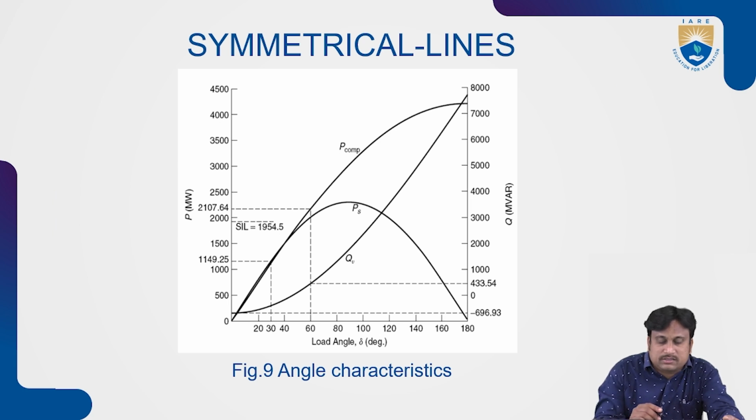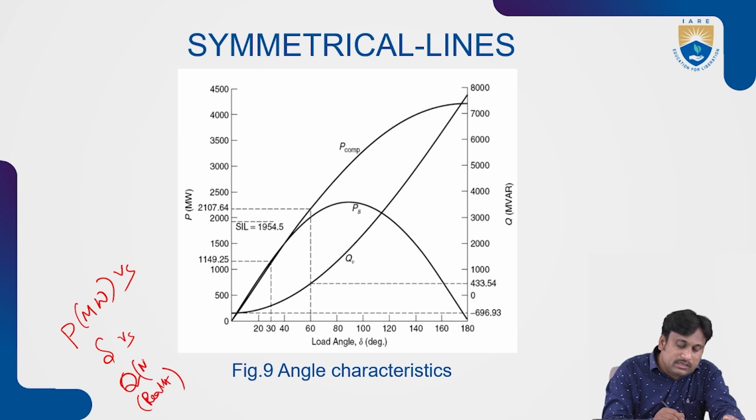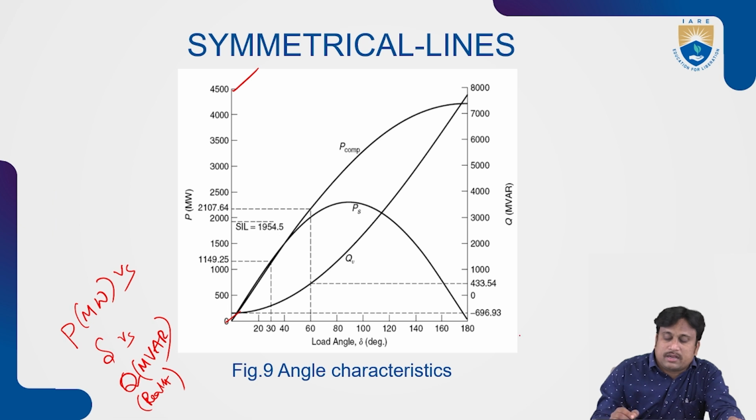These are the angle characteristics being represented. These are drawn as real power P in megawatts versus load angle delta, and on the opposite side the reactive power quotient in MVAR. The real power coefficients start from 0, 500, 1000, 1500, in steps of 500, up to 4500 megawatts. On the other axis, delta is treated up to 180 degrees. The Pmax will be 4500 megawatts, delta goes up to a maximum of 180 degrees, and the reactive power coefficient goes up to 8000 max.